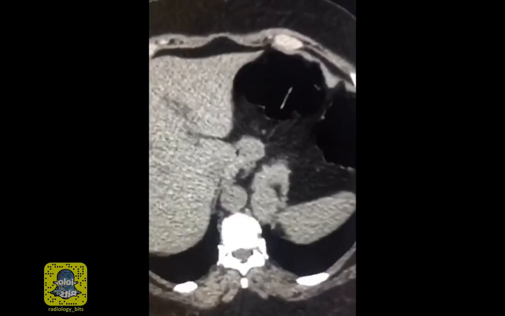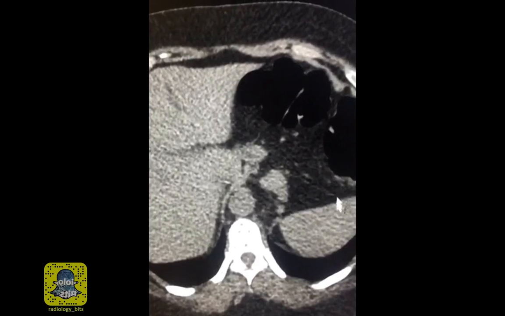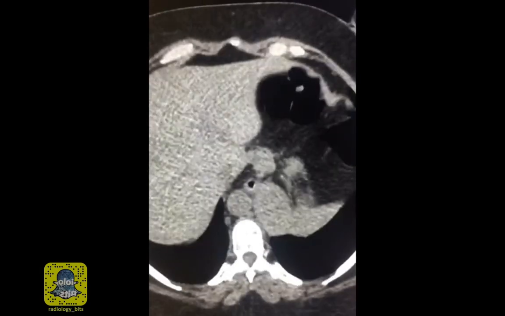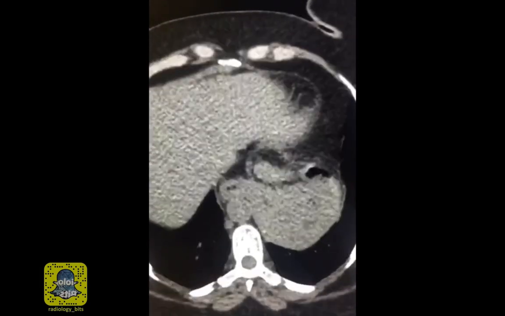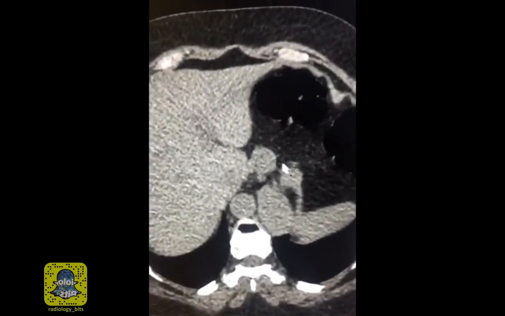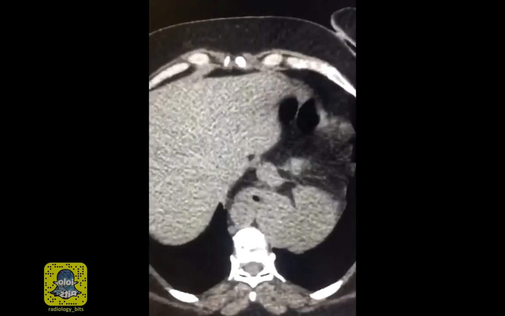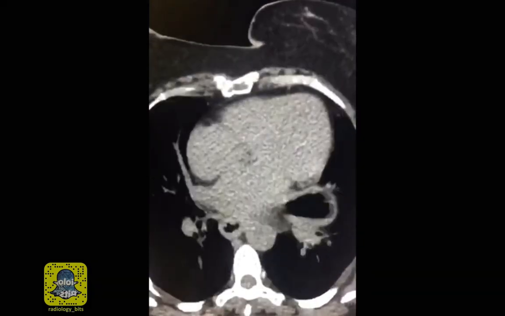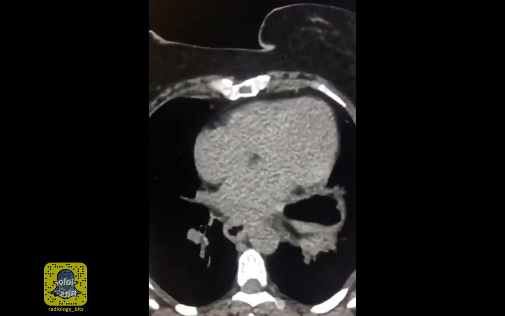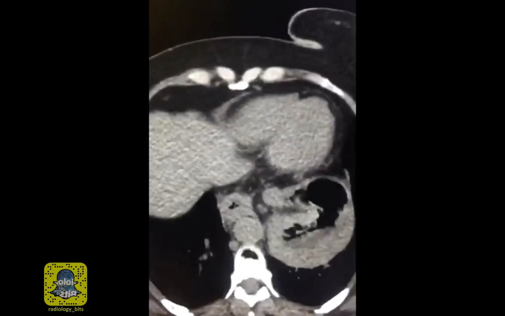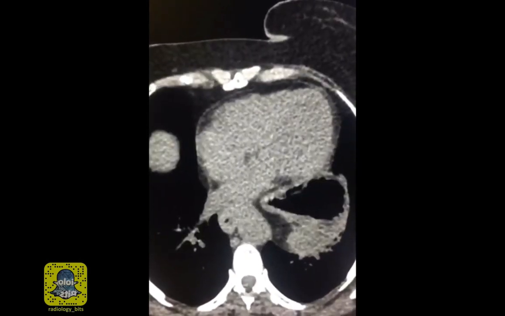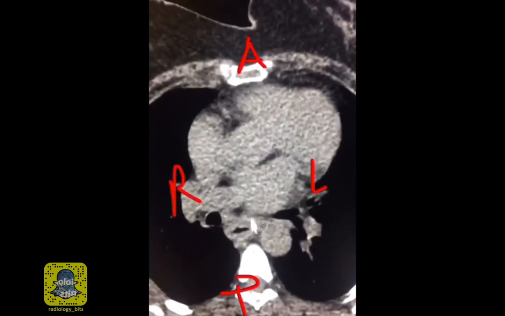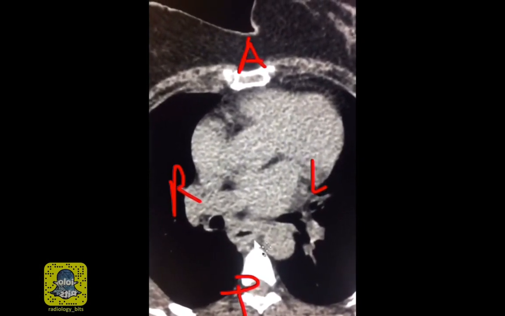You'll notice that the stomach is not in its normal location below the left hemidiaphragm. The entire stomach is herniating through the esophageal opening in the diaphragm and goes all the way up within the chest. So this type of hernia is the paraesophageal hernia, where you have everything within the chest, which we called an intrathoracic stomach. Let's try to follow the esophagus and stomach on this scan.